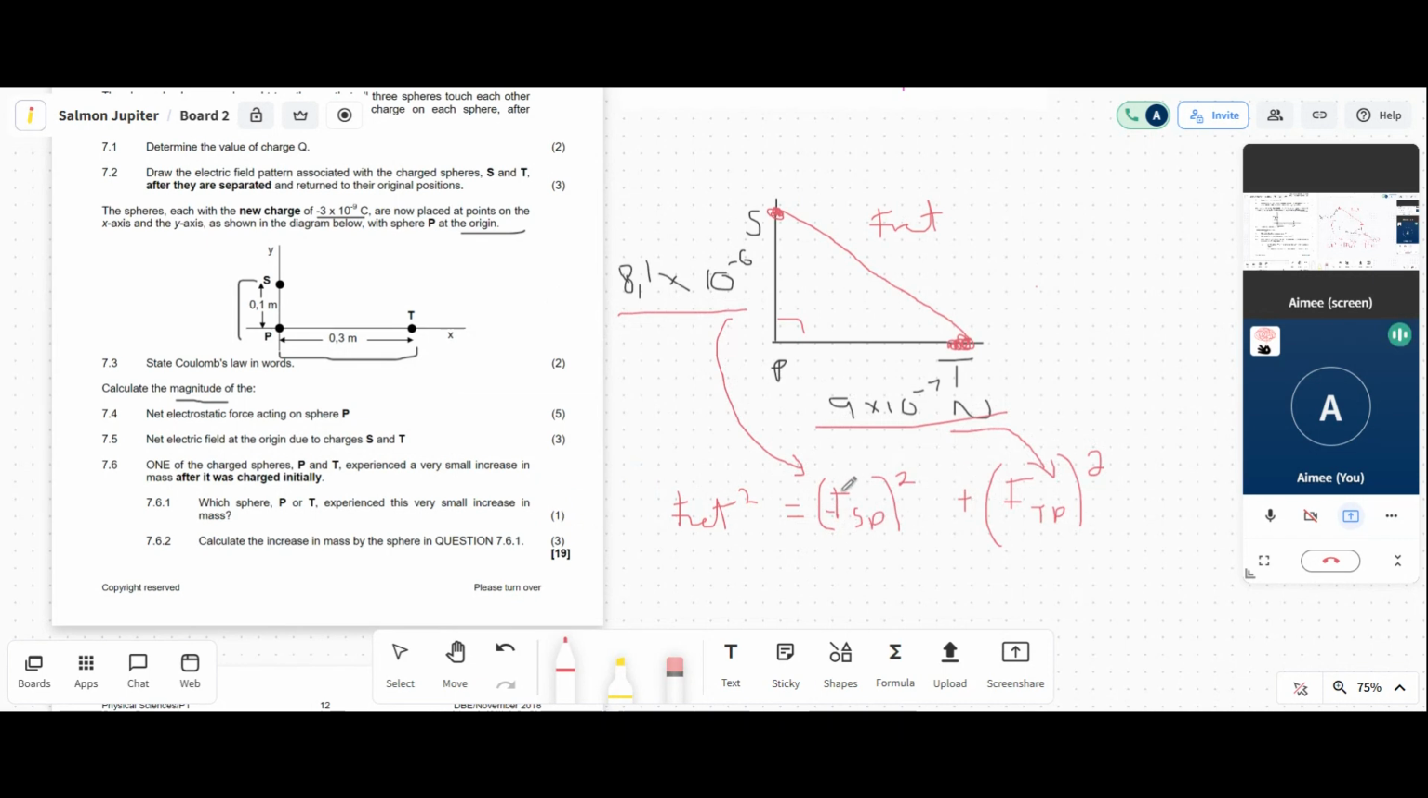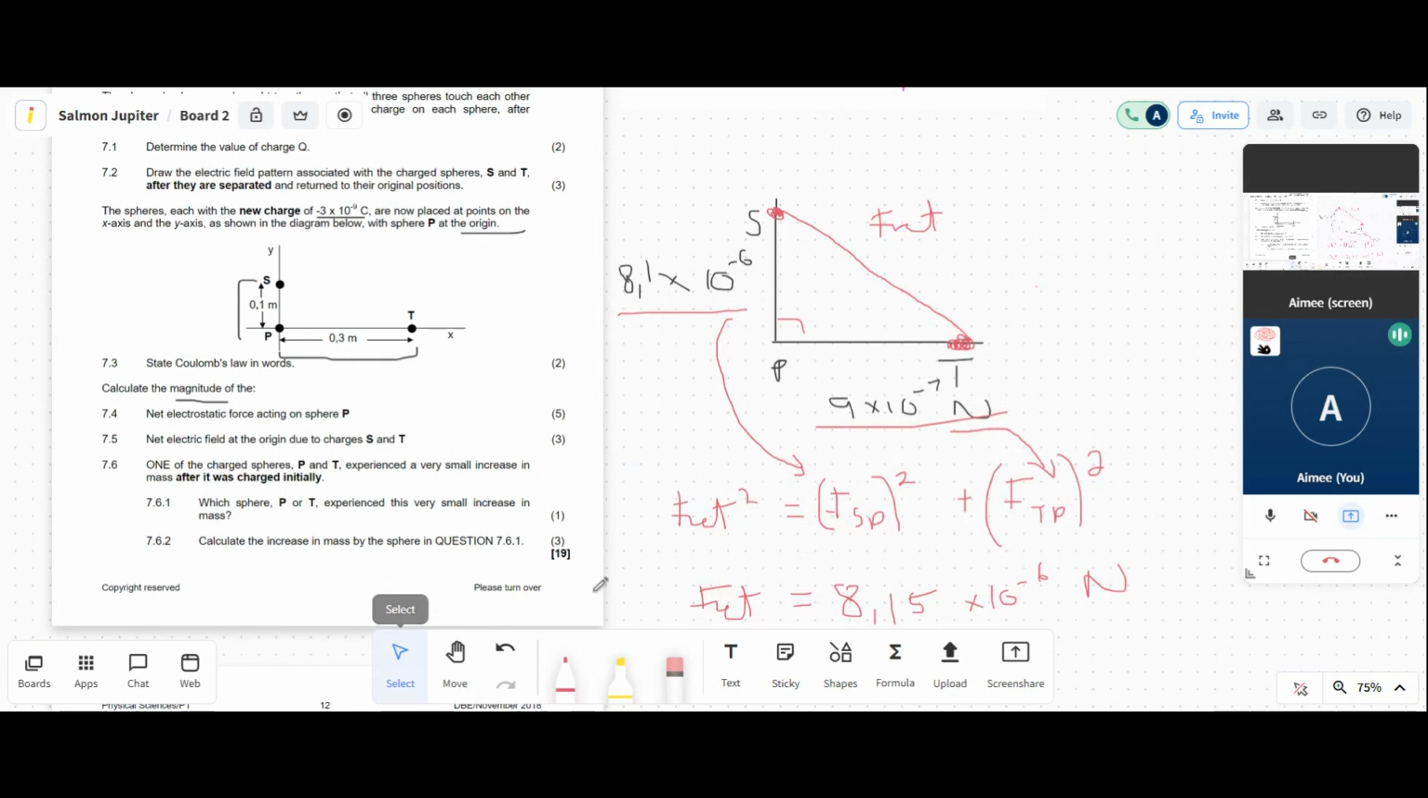And once you've squared them, you add them together, you square root them, because you need to get rid of the squared at the top here, and F net is equal to 8.15 times 10 to the -6 newtons. Okay, so quite a lot of brain power for this one, but you can also see that it's for 5 marks. So that does tell you that it's going to be quite a lot of work.